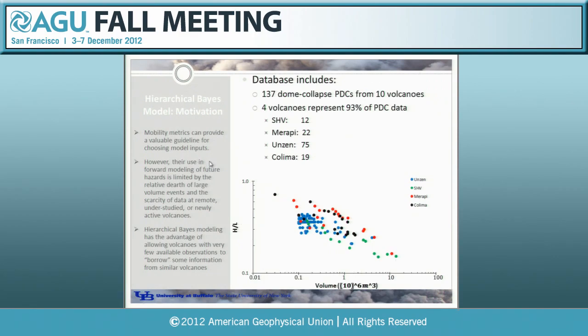And so the motivation behind this hierarchical Bayesian modeling is just that these metrics can provide good guidelines for choosing model inputs. However, we have this problem where if we want to do forward modeling of future hazards, we're somewhat limited because we don't have a lot of large volume events in the data set. There's a scarcity of data at remote or understudied or especially newly active volcanoes. And so this type of modeling has the advantage of allowing volcanoes with very few available observations to borrow information from similar volcanoes. So just to zoom into something about the database, there's 137 dome collapse PDCs from 10 different volcanoes. However, four volcanoes represent 93% of that data. And so there are lots of volcanoes out there with very sparse data.